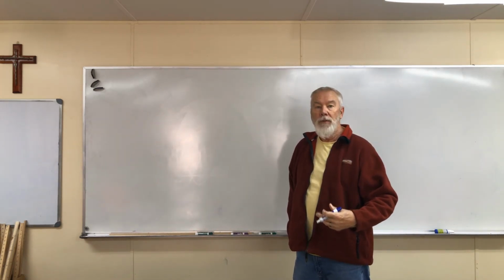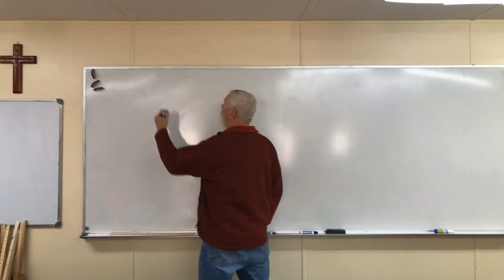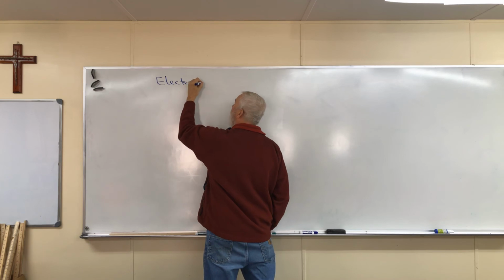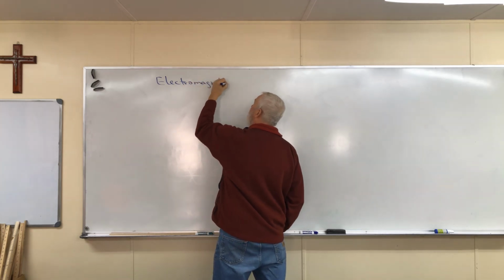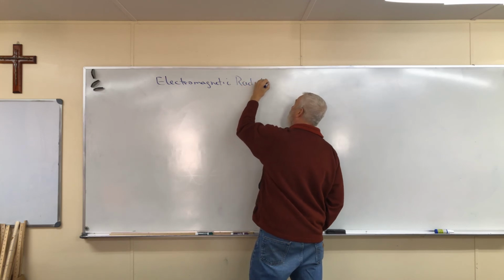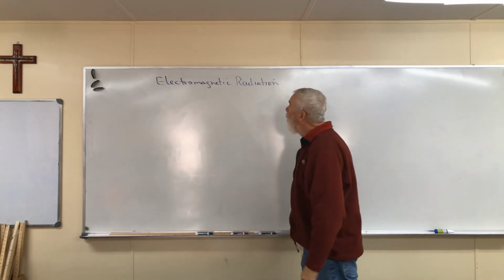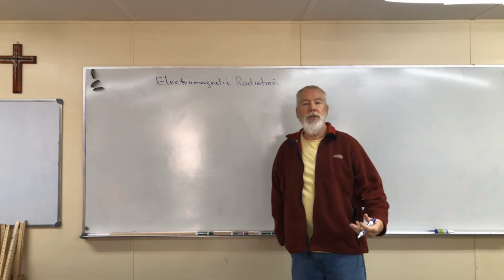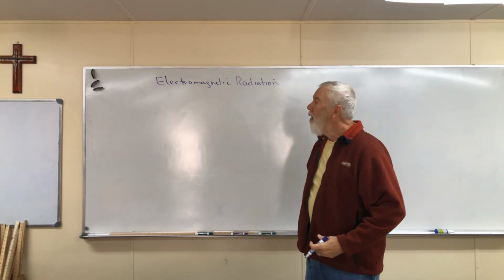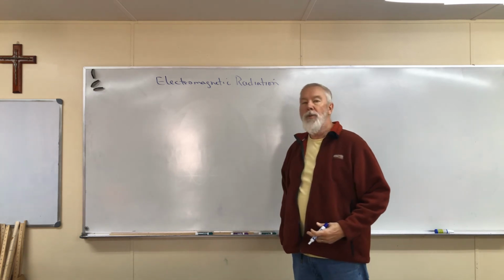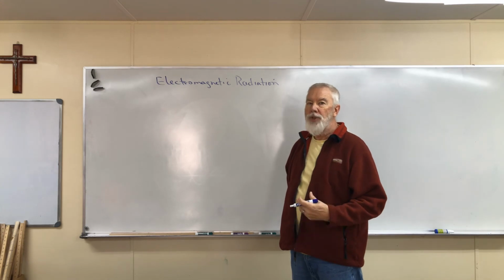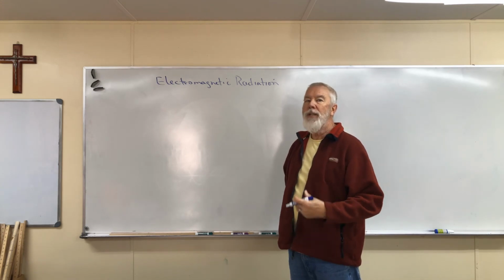light falls under the category of electromagnetic radiation. And all forms of electromagnetic radiation are considered to be forms of light. Now, right away that kind of throws a wrench in the works because most of the time we think of light as just the kind that we can see.